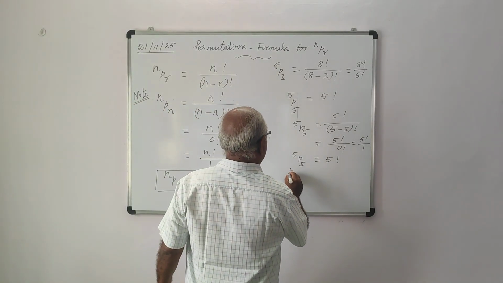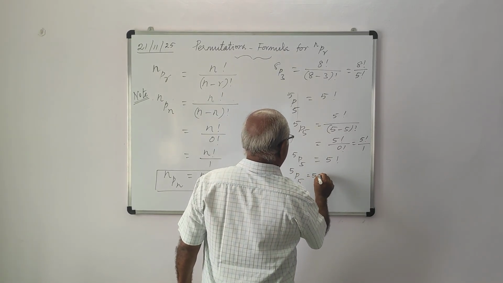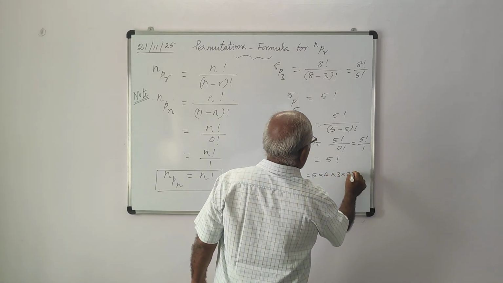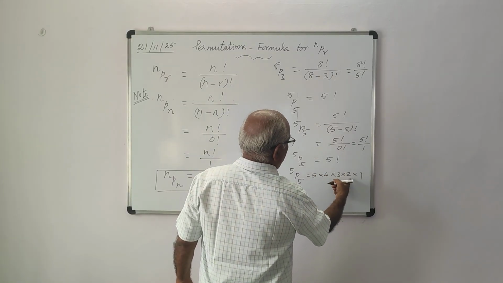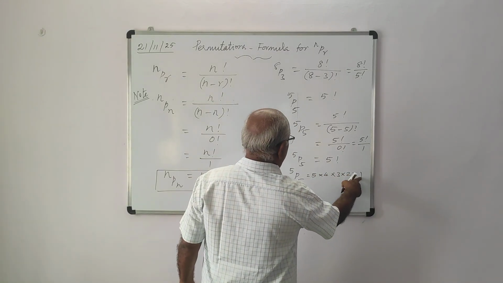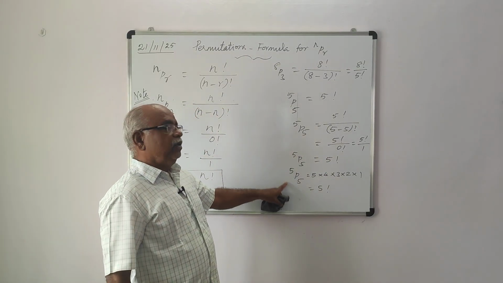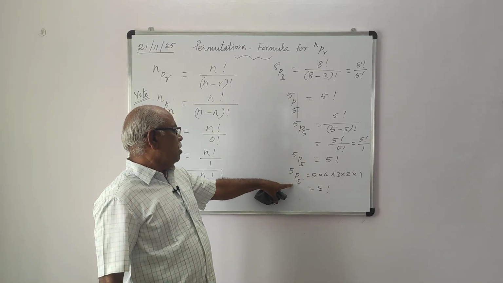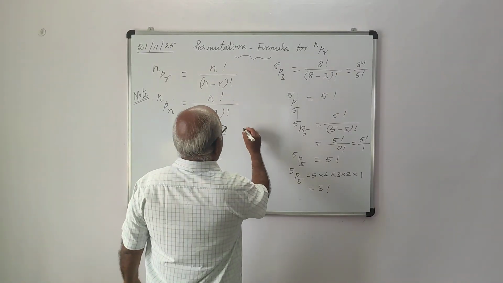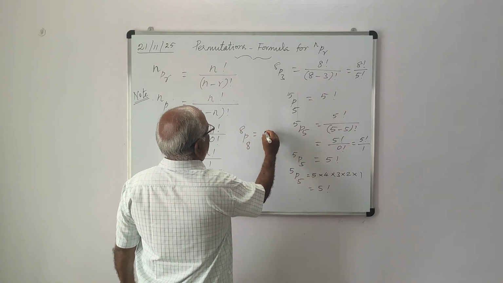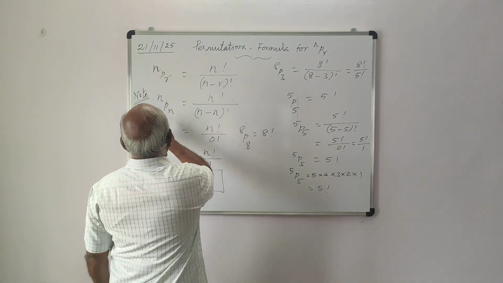Mathematically you can derive 5P5: you reduce 5 numbers from 5. 5 into 4 into 3 into 2 into 1. 5 minus 1, 5 minus 2, 5 minus 3, 5 minus 4 is 1. 1 into 5 is nothing but 5 factorial. So mathematically, if n and r are equal, it is n factorial. That is our first idea. You remember that? Similarly, 8P8 is 8 factorial. Like that, we consider the idea of nPr.